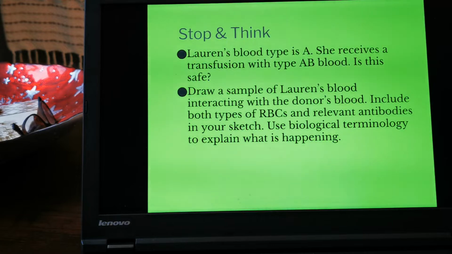If they're not foreign, then everything's okay, which is why we need to be careful when we are giving blood to patients. If we give the wrong kind, bad things can happen, something called agglutination, which I'll show you in a few minutes. All right, let's look at this problem.